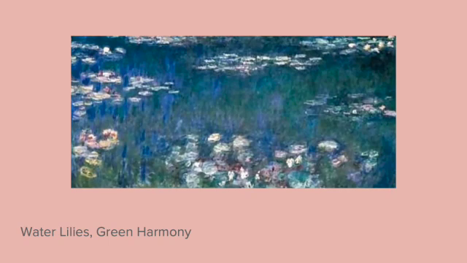Like I said, he had a pond in his backyard where he had all these water lilies, and so he did a lot of paintings with those water lilies. He's very, very famous for his paintings, including water lilies. So this is just an example. This one's called Green Harmony.